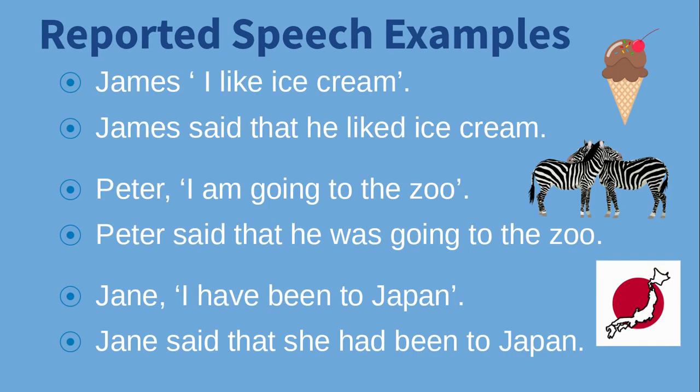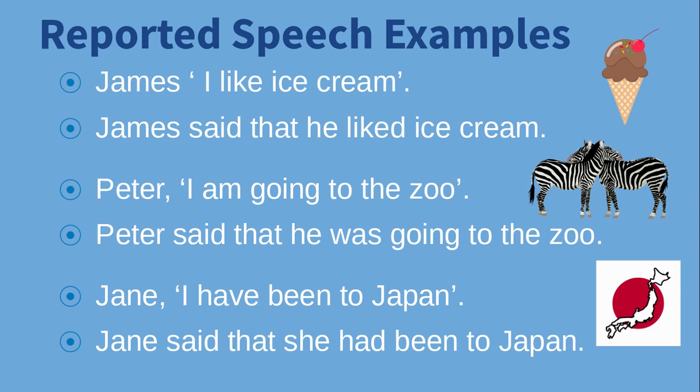So here are some examples of reported speech. "I like ice cream." James said that he liked ice cream. Peter: "I am going to the zoo." Peter said that he was going to the zoo. Jane: "I have been to Japan." Jane said that she had been to Japan. And if you look very carefully at those, you'll notice there are some grammatical changes from the direct speech to the reported speech.